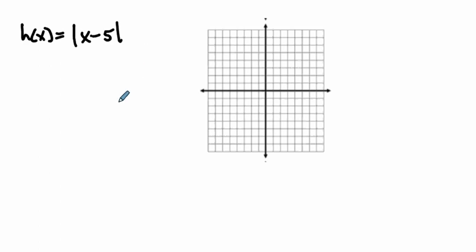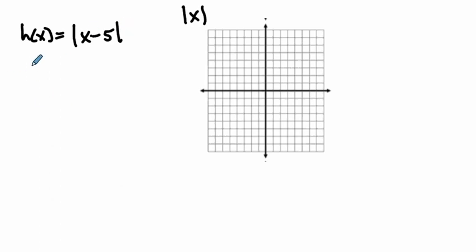Okay, all right, let's look at another example. Here's an example where I'm doing something a little different to it. My parent function is, as we know, the one we did in the last video. But this one, I'm subtracting 5 from it inside the absolute value brackets.